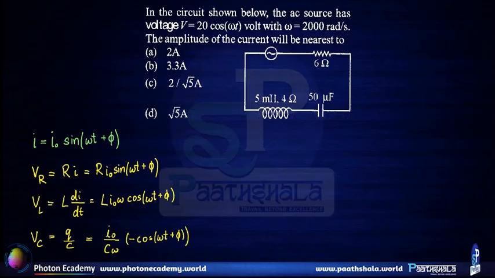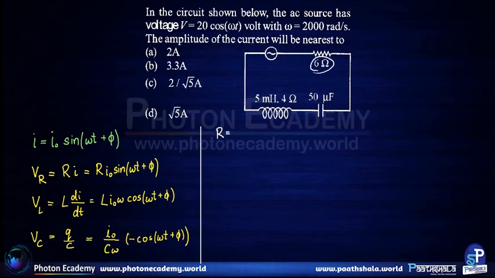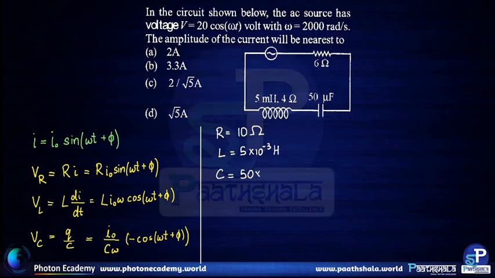The integral also gives us a constant of integration, but we can ignore that and assume that the current has a mean value of 0. So in our circuit, what is the total resistance? We have R equal to 6 ohms at the resistor and 4 ohms at the inductor. Therefore, the total resistance is 10 ohms. The total inductance is 5 millihenry and the total capacitance is 50 microfarads.